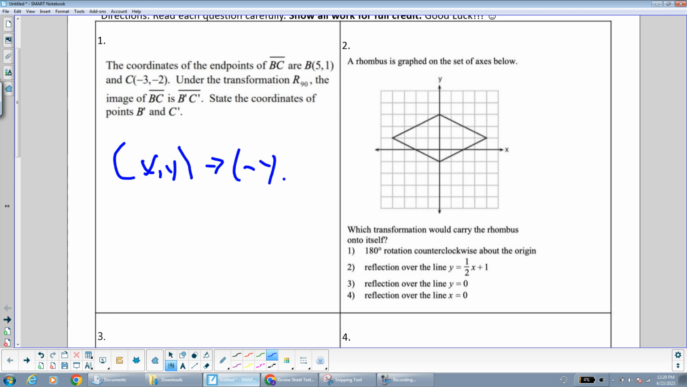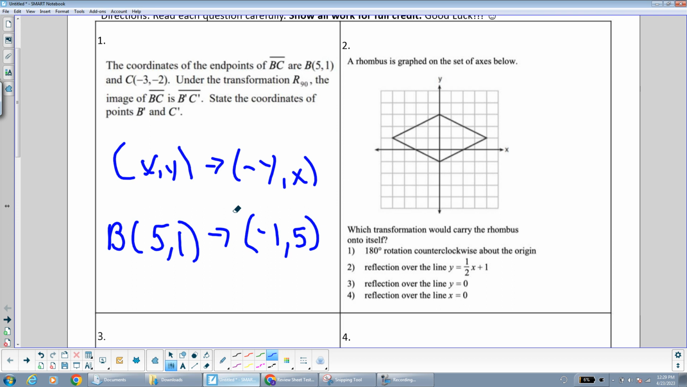the original y coordinate is going to change sign. So B, which is 5, 1, is going to become, so the original y is going to change sign, and they're going to switch the order. So that's going to be negative 1, 5 for B prime.